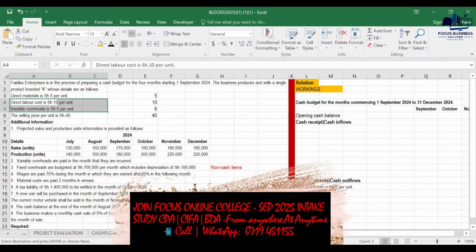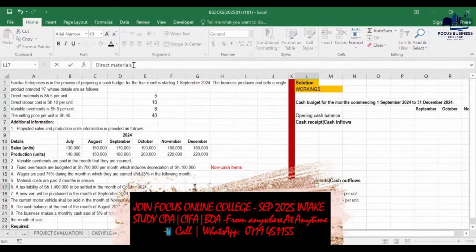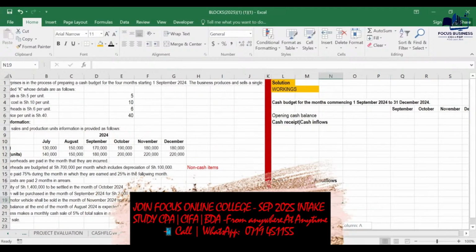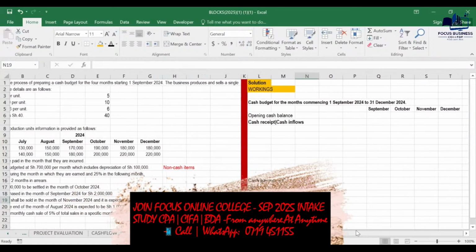So I copy this one. I basically paste it here. Yes. But I'll be able to do away with this information about the cost per unit. So what I'll have here is the direct material cost as a variable overheads. Equally here, I'll have the direct labor cost, and then I'll have the variable overheads here. Yes. So now having this, I can proceed and basically compute the variable overheads.